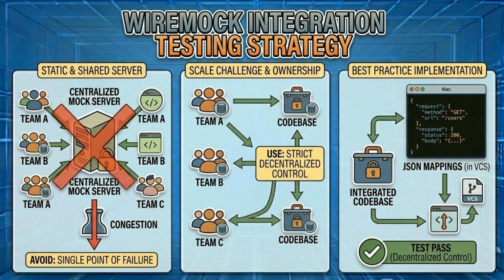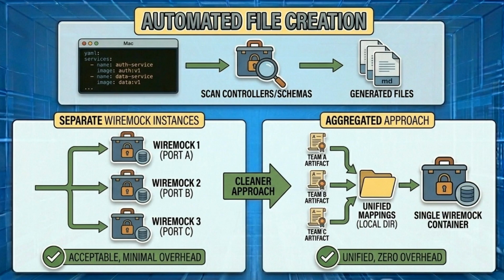Mocks must live alongside the source code. Teams should define their WireMock mappings in version control as JSON files. To eliminate the manual overhead of creating these files, your pipeline can automatically scan repository source code, identify controller endpoints, or schema definitions. If your service depends on three different teams, do you need to spin up three separate WireMock container images? Technically, you can run three individual WireMock instances on different ports or subdomains. This approach is acceptable because container overhead is minimal and it guarantees total isolation for each team's schema.